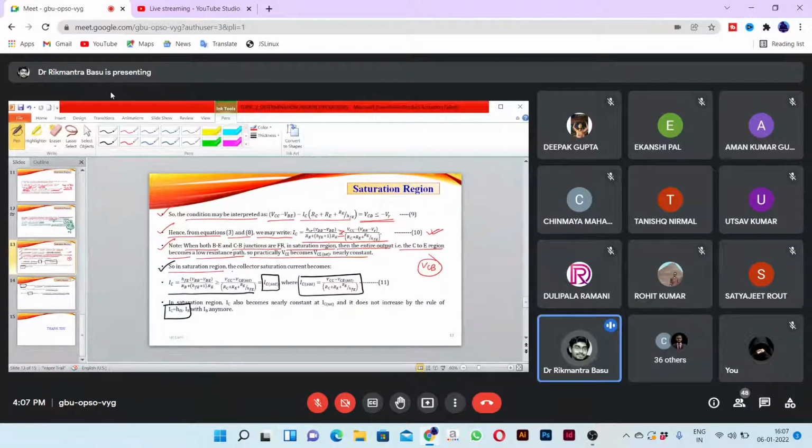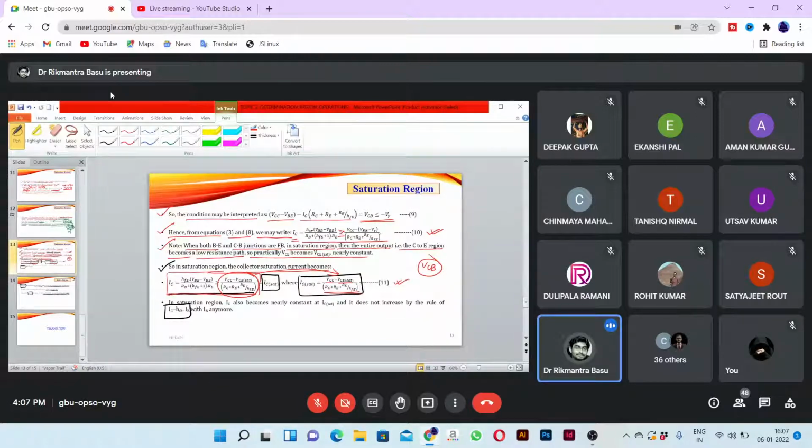In the saturation region, this IC will become nothing but the IC sat, whose condition we have already discussed in equation 10. So the same equation 10 we have depicted here, which is nothing but your IC sat. And always we take this portion because your bare minimum IC should be greater than or equal to this one. So this actually becomes the IC sat value, or the collector saturation value. Because VCC is known to you, and VCE sat for a transistor is known to you, the resistance you have to apply from your thinking so that this condition is maintained.